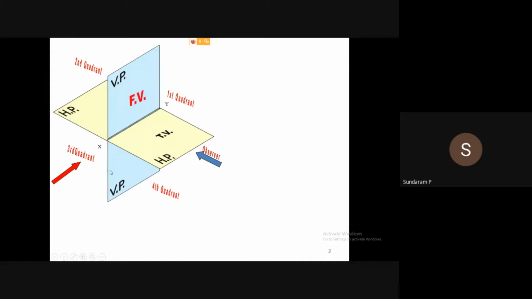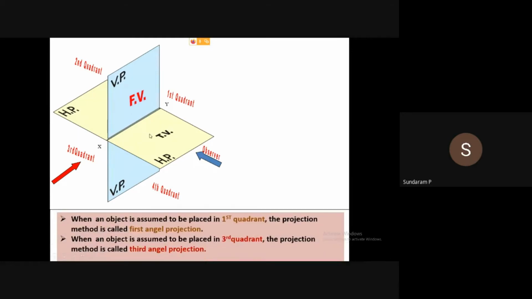So here, in engineering practice, we always use the standard conveniently. Mostly we are following the three methods of projection. When the object is assumed to be placed in the first quadrant, the projection method is called first angle projection. That is nothing but first angle projection. When the object is assumed to be placed in the third quadrant, the projection method is called third angle projection.